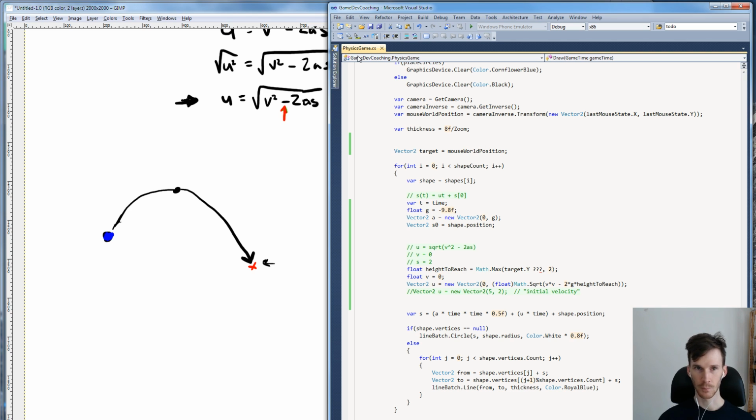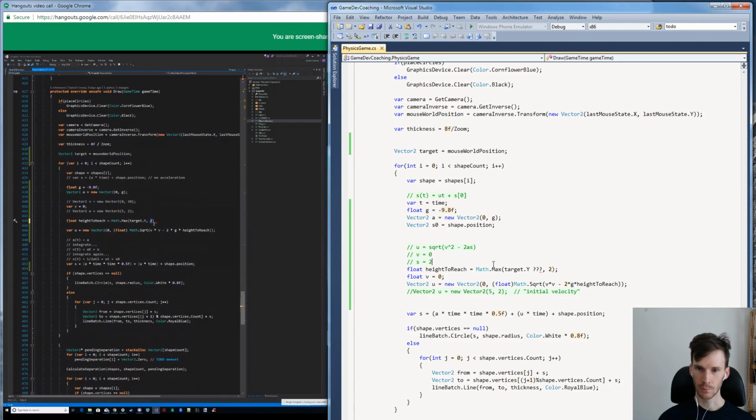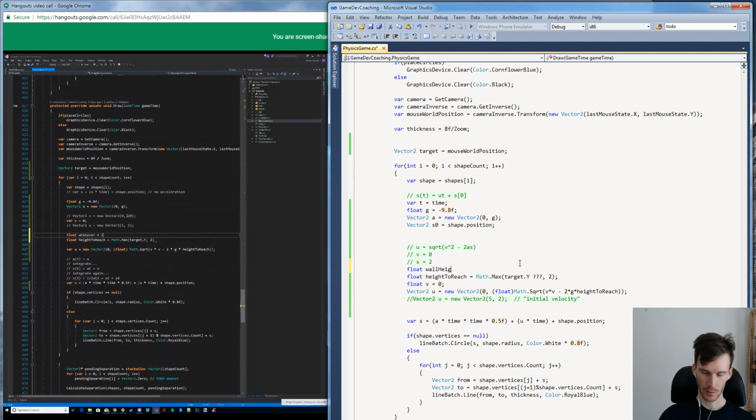Okay. But can we give the 2 a value? I don't think it's part of your actual equation. It's more just... So I'm gonna call that lob height perhaps. Okay. Yeah, that's more gamey. So that's going to be 2, and this is going to be target y plus 2.